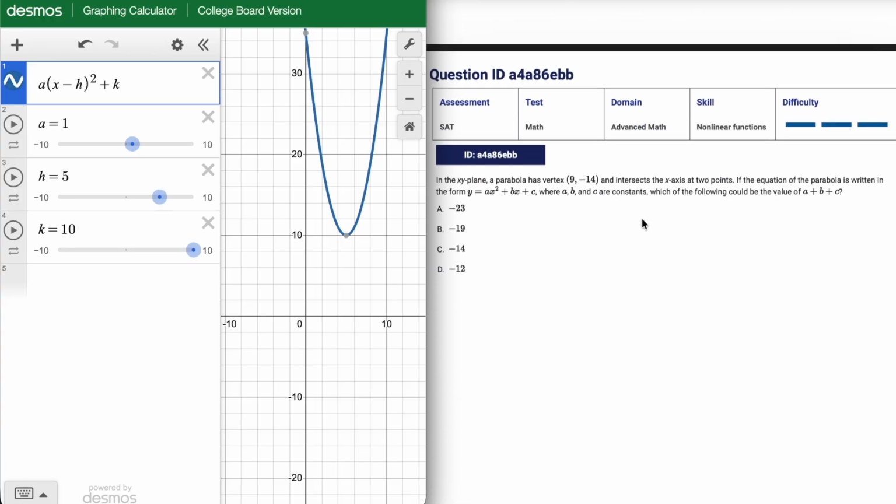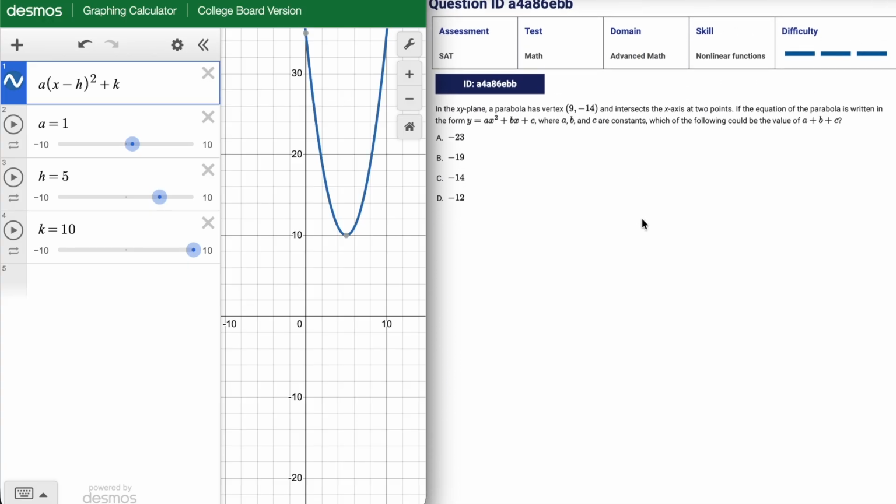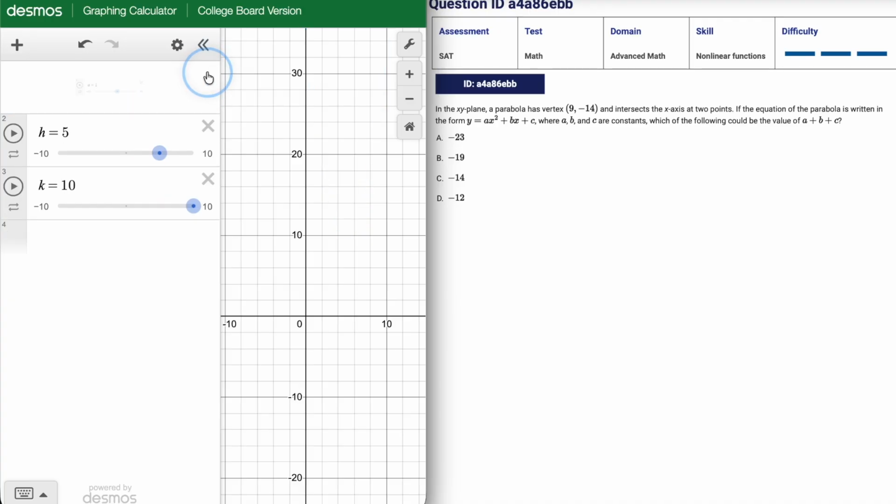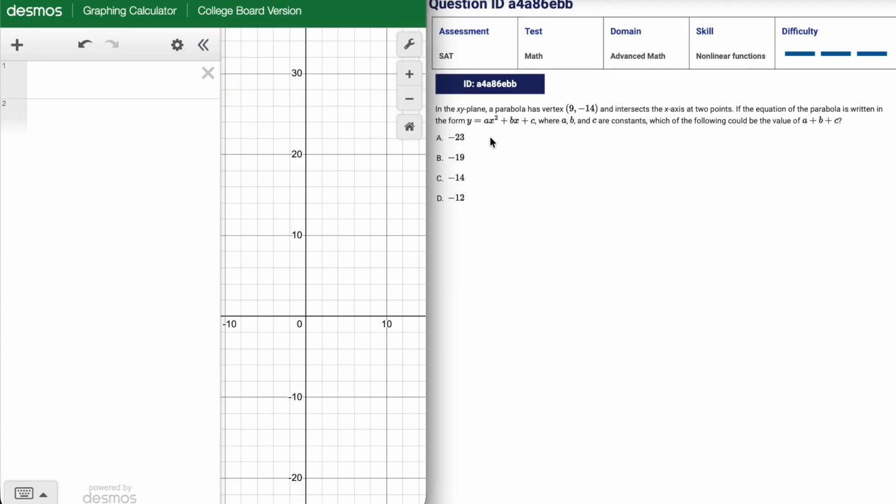So here's the example problem. I'll give you a second to try to solve it, and then I'll go over it. Okay, hopefully you solved it, and now I'll go over it. This one says, in the xy-plane, a parabola has a vertex (9, negative 14) and intersects the x-axis at 2 points. If the equation of the parabola is written in the form y equals ax squared plus bx plus c, where a, b, c are constants, which of the following could be the value of a plus b plus c? Most of you, when you read this, probably went over this point that it intersects the x-axis at 2 points.